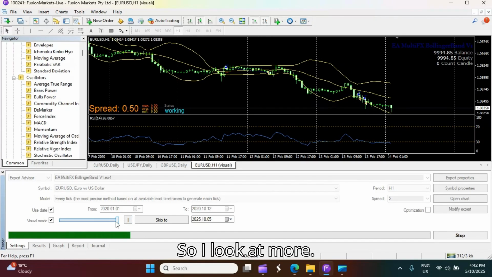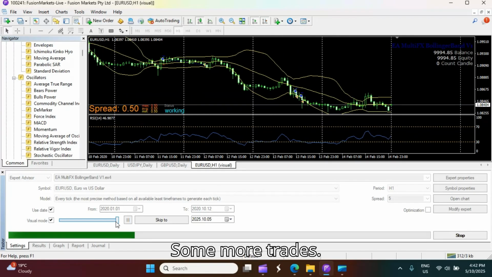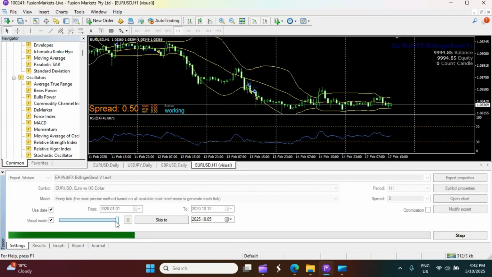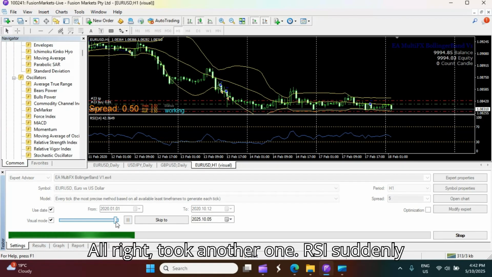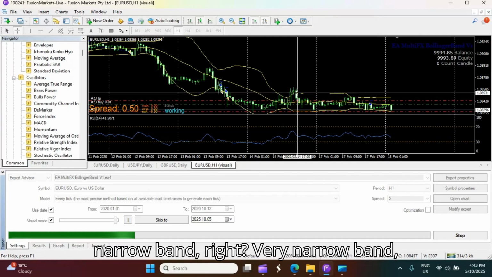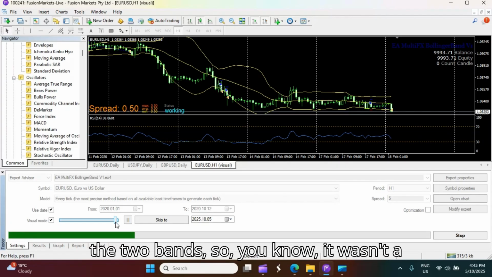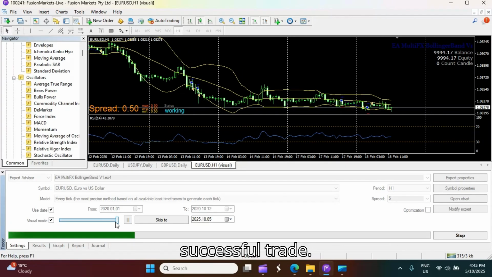So I look at some more trades. All right, took another one. RSI is only floating around the mid range, very narrow band, right? It's only about 24 pips between the two bands, so it wasn't a successful trade.